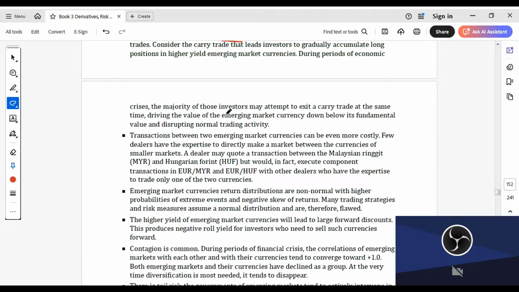And during a crisis, majority of investors will attempt to exit carry trade. So all emerging market currencies will be under pressure at the same time. Then transaction between two emerging market currencies. Say you want to buy yuan and sell INR, then transaction cost will be very high, because you will need to do yuan USD and USD INR.